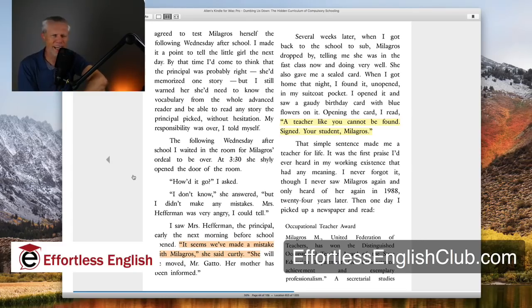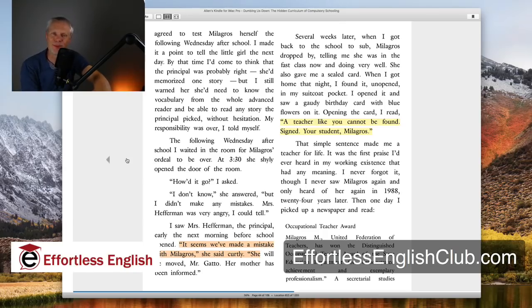And so then he kind of tested her. He gave her something advanced. He said, "Read this." And she read it very well. She understood it. So he said, okay, you're obviously very good. No problem. I'll talk to the principal and we'll try to get you into a higher class.